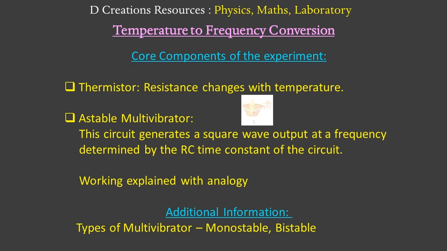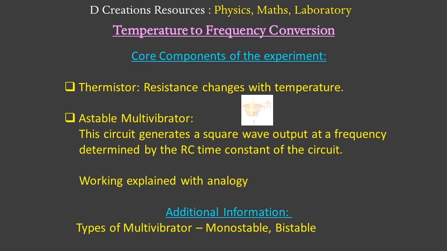So if you want to talk about its characteristics, first of all, very clearly no stable states, unlike the other types of multivibrators. So both the output states of an astable multivibrator are unstable. The circuit does not remain in either state indefinitely. And the circuit continuously switches between the two unstable states, resulting in a periodic output waveform. Typically it's a square wave.